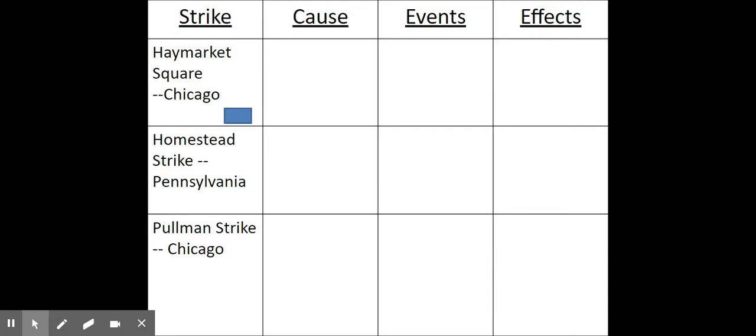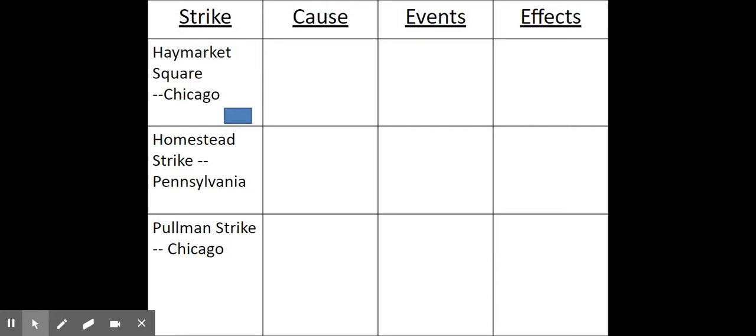So we're going to talk about the Haymarket Square strike in Chicago, the Homestead strike in Pennsylvania, and the Pullman strike in Chicago. Now, all you have to do is copy down what is in the boxes. All right, and we'll talk about the cause, we'll talk about the events, and we'll talk about the effects. Then I'm going to give you a short summary of what actually happened and tie all the information together. Okay, so just copy down what you see in the chart, and then I will explain the story at the end just to give you a fuller picture of what's going on.